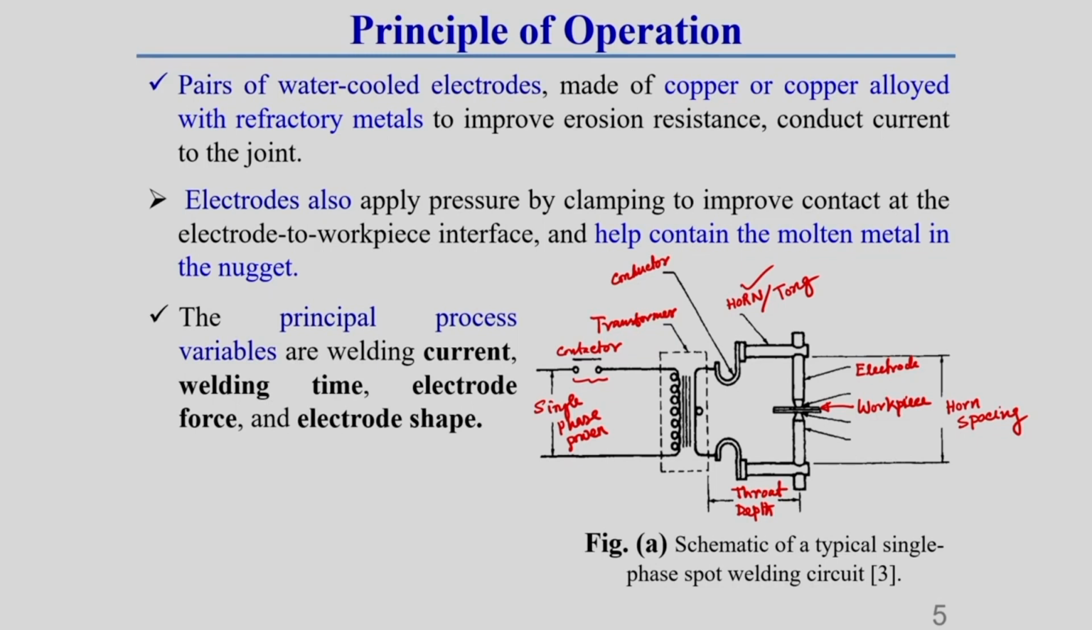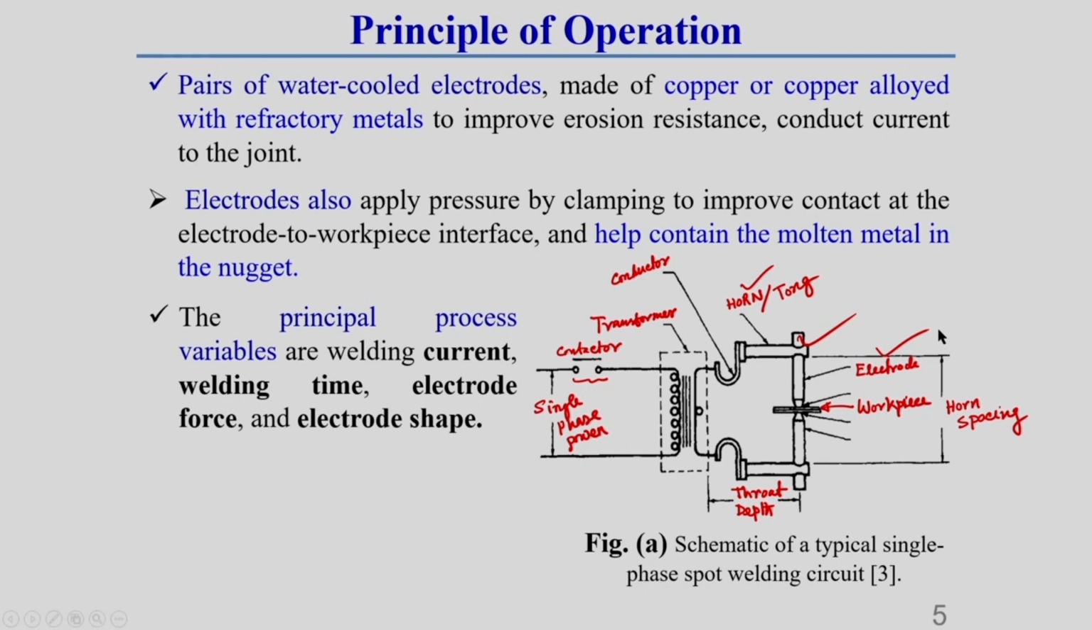So, here you see the electrode which we are using here is generally made up from copper or copper alloy with some refractory types of material. Why is refractory material used with copper alloy? It is generally used to improve the erosion resistance, and it also helps to protect the electrode from atmospheric corrosion types of phenomena. And this electrode is what conducts current to the joint. Okay, this is the electrode which I have already written here.